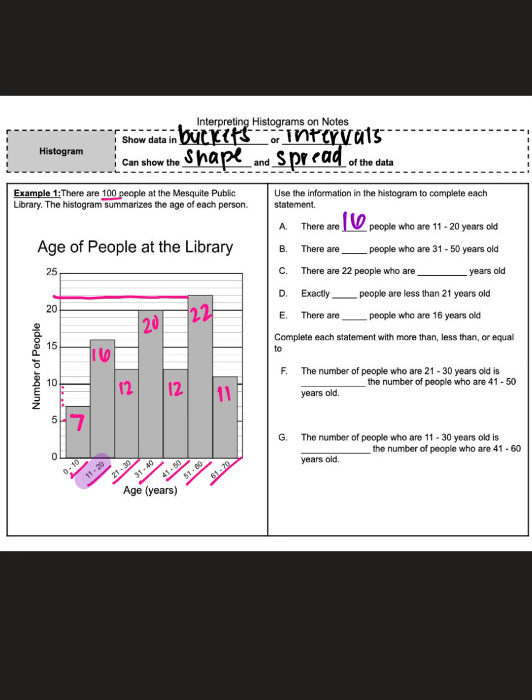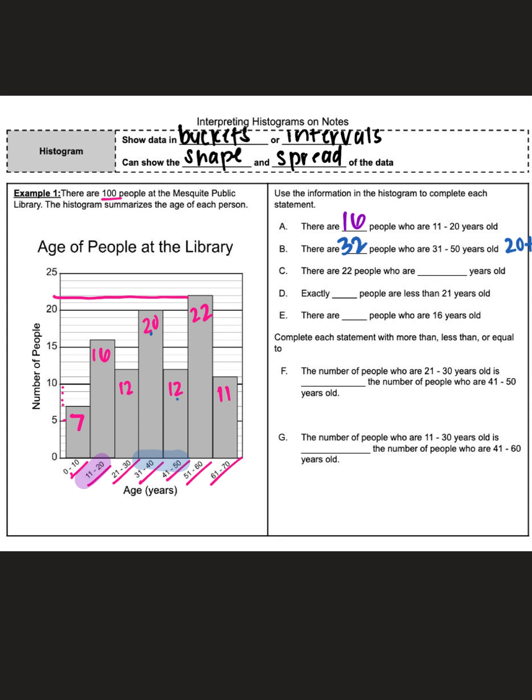The next one says there are blank people who are 31 to 50 years old. So let's go ahead and find that. 31 to 50. Now I see 31 starts right here. Let me use a highlighter. 31 starts right here. And then all the way to 50, that's actually 2 buckets combined. You see that? The first one's 31 to 40, but I need to go all the way to 50. So that means I need to take the amount from both buckets and put them together. So for the first bucket, I have 20, and for the second one, I have 12. To get the total, I would do 20 plus 12, which is how much? Good, this was 32.